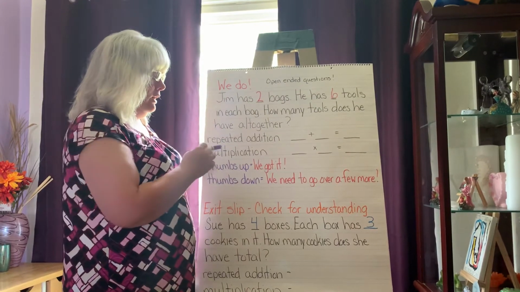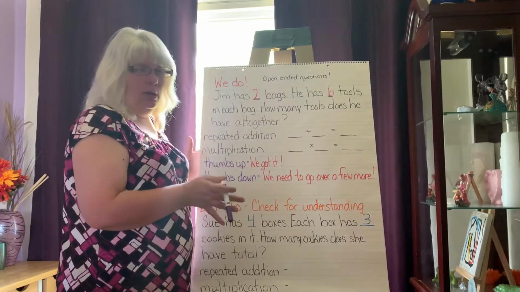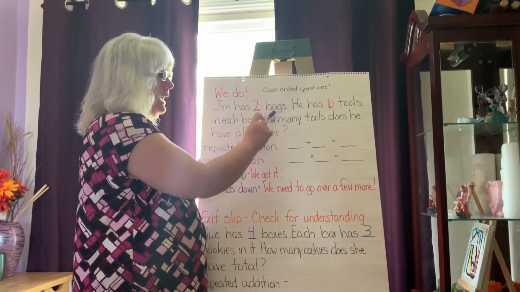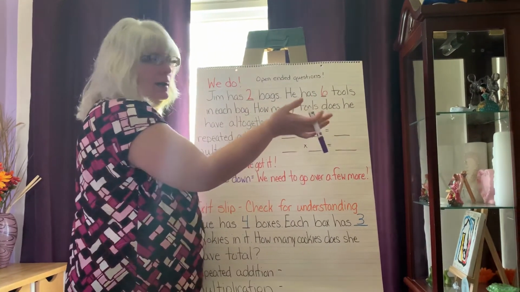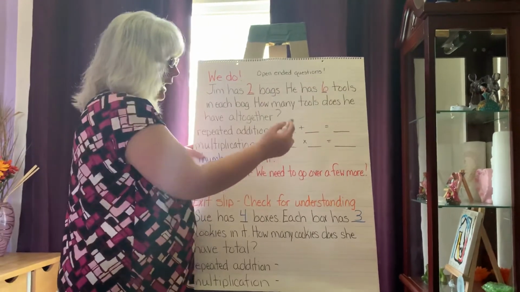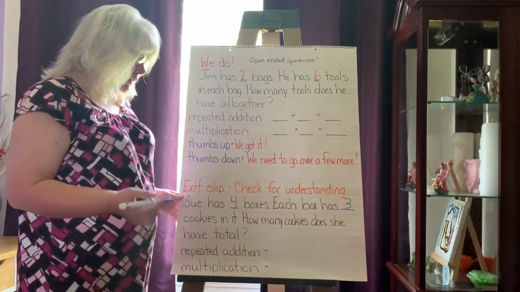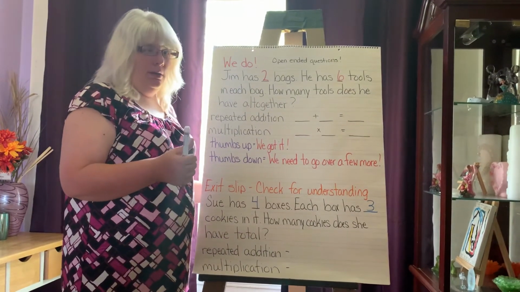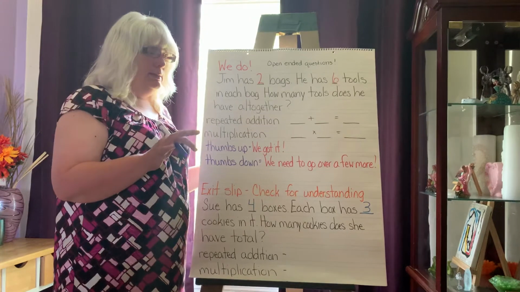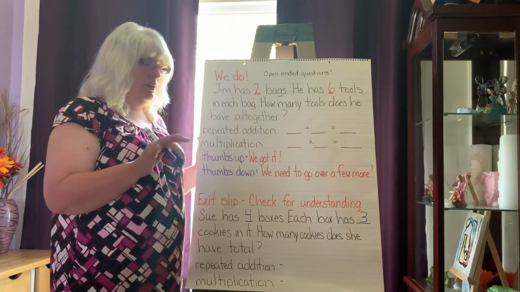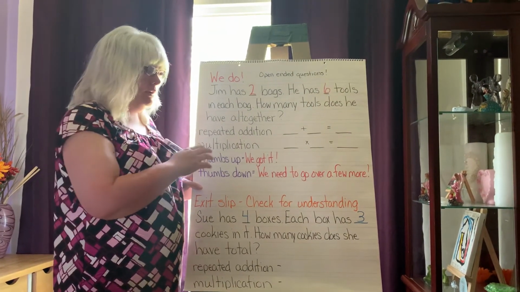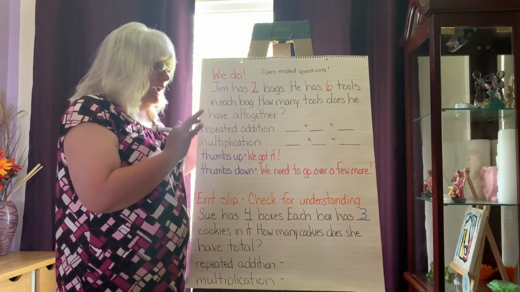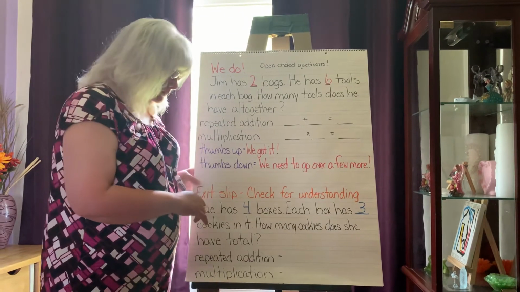And then I would say, for our multiplication sentence, what 2 numbers will we be multiplying? They would tell me 2 because it says 2 bags, and 6, because it says 6 tools in each bag, and they would get 12. We would probably go through 2 or 3 of these before we were sure about the thumbs up and thumbs down. It has to be a majority of thumbs up. Those who still have a thumbs down at the end of 3 or 4, I would pull into a small group or into a breakout room, and we would go over more.